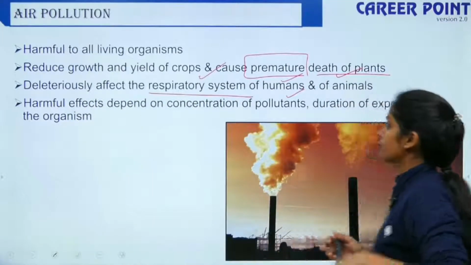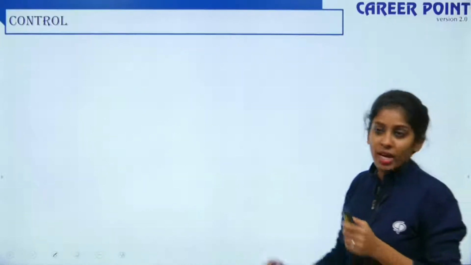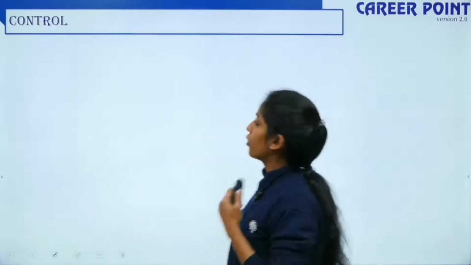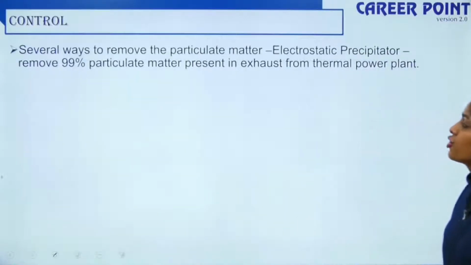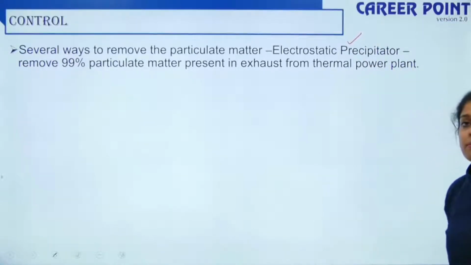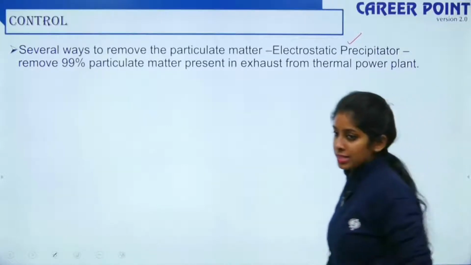All right, fine. So how do you control air pollution? First, we are addressing the problem, and then we're talking about how are we going to solve it, how are we going to overcome it. So there are several ways to remove the particulate matter. One is the electrostatic precipitator. It removes 99% of the particulate matter present in the exhaust from your thermal power plants.